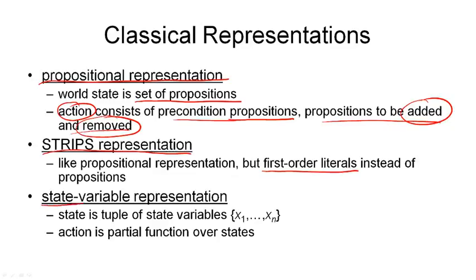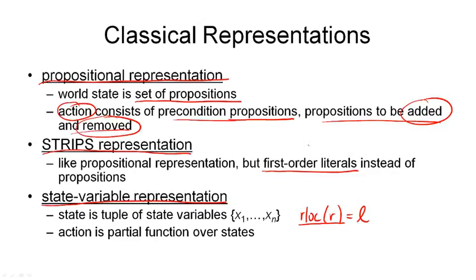The final variant is the state variable representation, where a state consists of a set of state variables. A state variable is simply a variable that must have a value. It's usually described by a function. So for example, we could have a function that describes the location of the robot, rloc, that takes a robot as an argument and tells us where that robot is at location L. The advantage of this representation is that it represents the functional property of this. The robot can only be at one location at any one time.